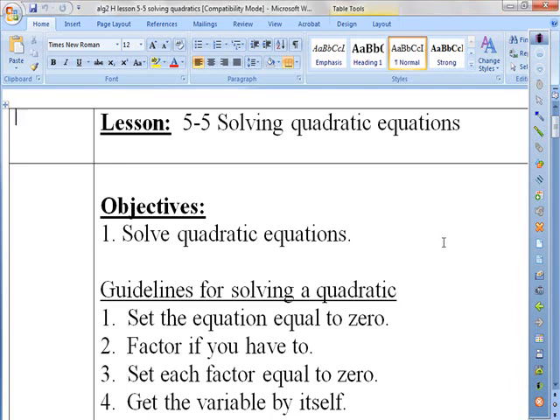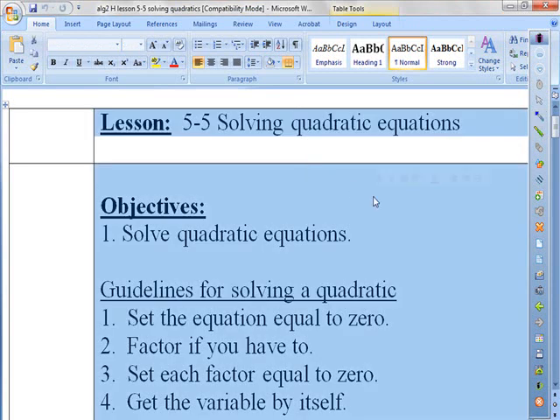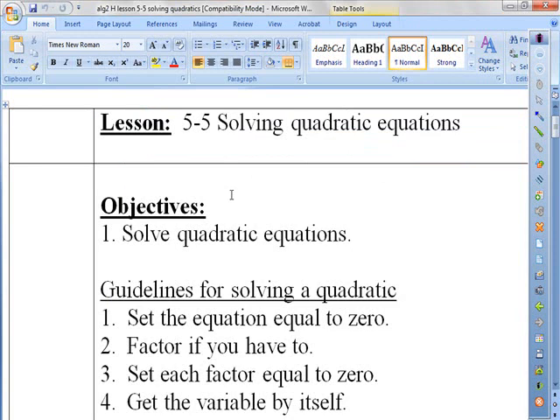Algebra 2 Honors, Lesson 5.5, Solving Quadratic Equations. Now in Lesson 5.4, we learned how to factor. In Lesson 5.5, we're going to learn how to solve a quadratic equation. Here are the lesson's objectives, basically just to solve quadratic equations. And here are the guidelines for solving quadratic equations.